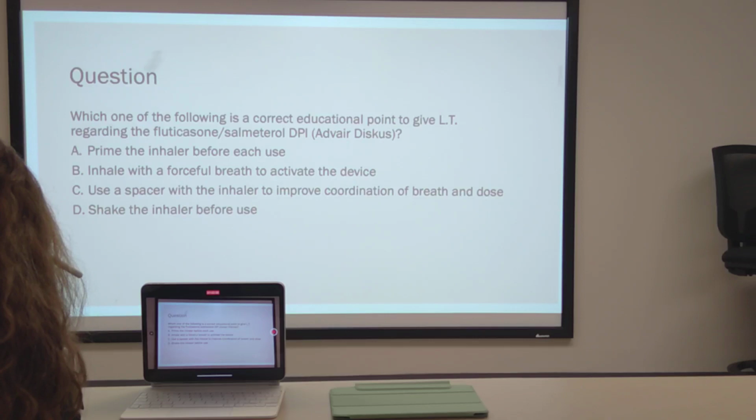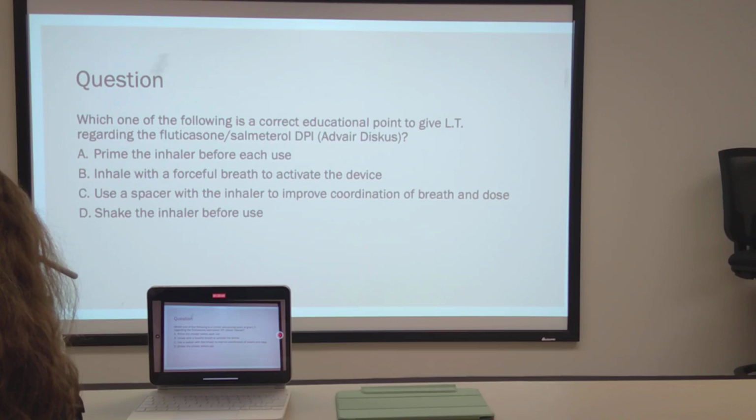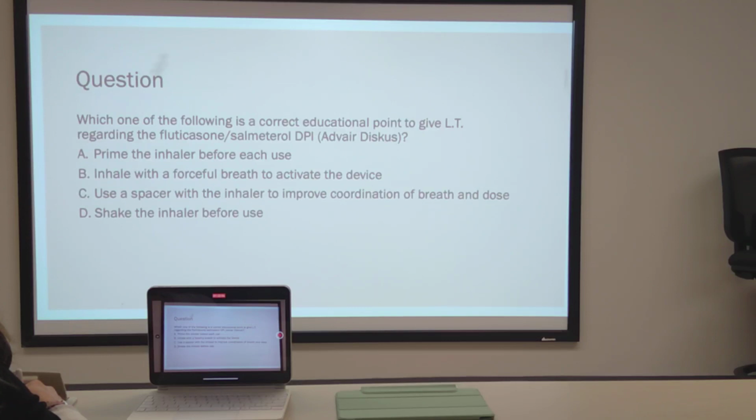So which of the following is a correct educational point to give LT regarding the fluticasone, salmeterol, dry powder inhaler? A, prime the inhaler before each use. B, inhale with a forceful breath to activate the device. C, use a spacer with the inhaler to improve coordination of breath and dose. Or D, shake the inhaler before use.